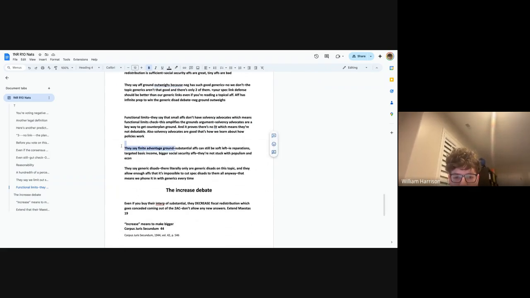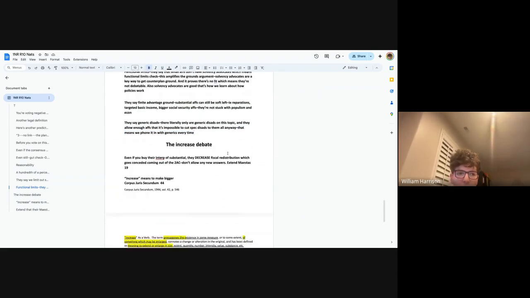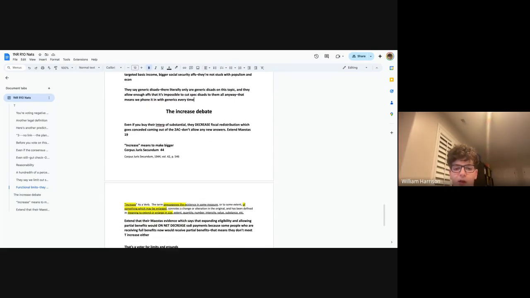They say there's finite advantage grounds. Substantial AFs, they say that we limit out advantage grounds. We said no. Substantial AFs can still be soft left. Like, they could still target the disability income, have a disability advantage on a basic income AF. Then they say generic disads. There's literally only generic disads on this topic. So we would say that under their interpretation, we have to phone it in with generics every time because they have so many AFs that we have bad debates.